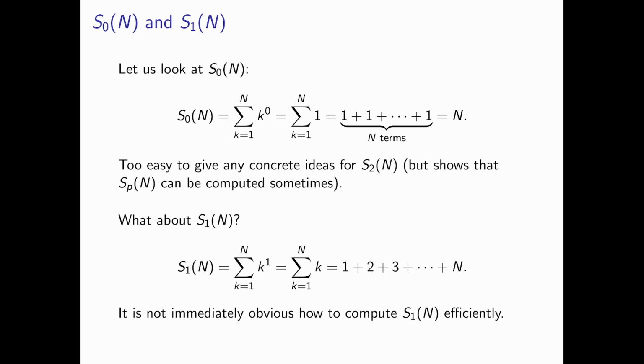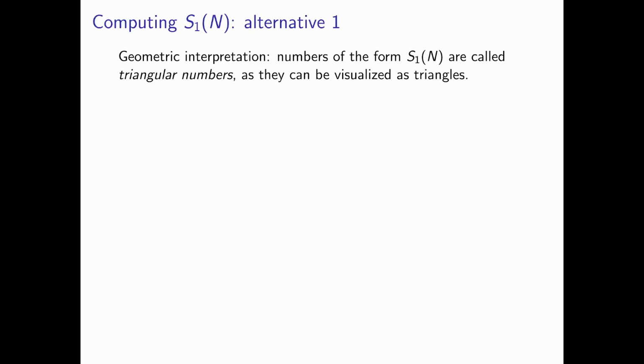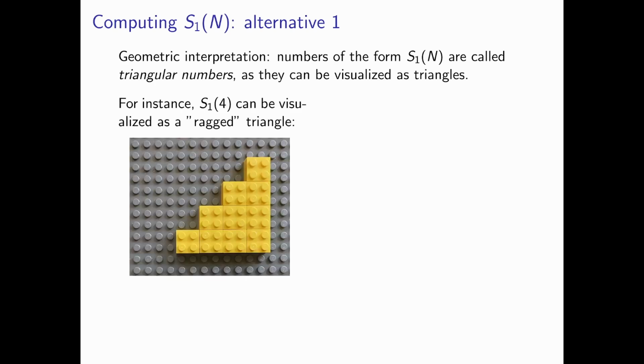The first method I'm going to show has to do with geometry. So numbers of the form s sub 1 of n are often called triangular numbers, as they can be visualized by using triangles. So for instance, if we take the number s sub 1 of 4 here, we can visualize it as a ragged triangle in the image below using Lego bricks. First we have the term 1, then the next stack is the term 2, then the term 3, and then the term 4 finally. And this shape represents the sum s sub 1 of 4.